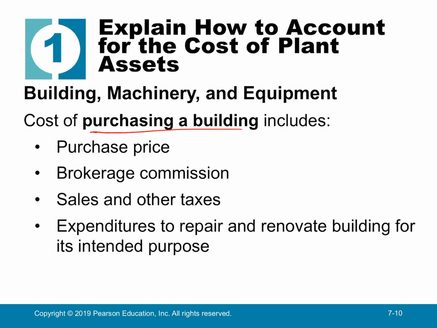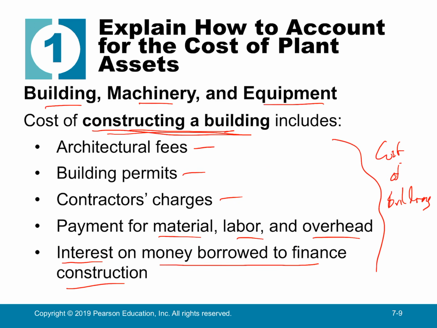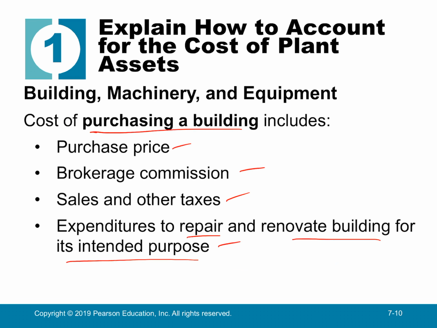What if you purchase the building instead? Well, you have a purchase price, brokerage commission, sales and other taxes, and expenditures to repair and renovate the building for its intended purpose. One difference here is that when we build a building, if we're borrowing money to finance construction, that's part of the cost of the building. But if we're buying the building, then the interest to buy the building is not included. It's a separate period cost.